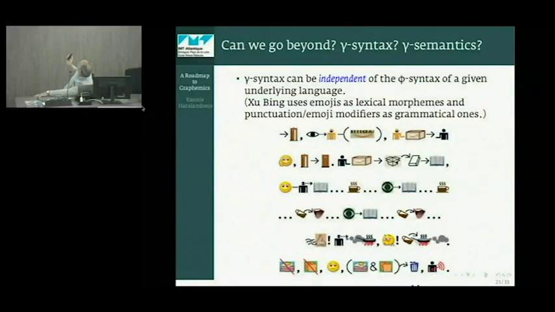This is an entire book written in emojis, 128 pages. And it's a story. And you have emojis, punctuation, and also emoji modifiers. As you can see, some emojis have arrows and things like that. So the emojis are lexical morphemes, and the modifiers and punctuation are grammatical morphemes.